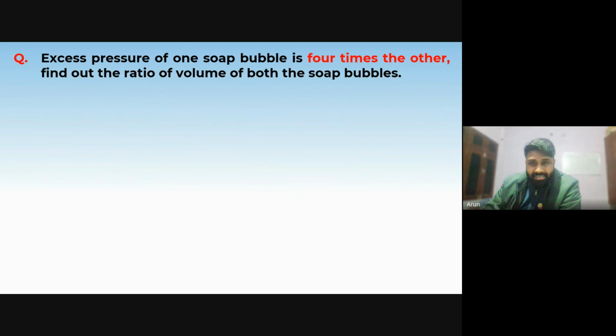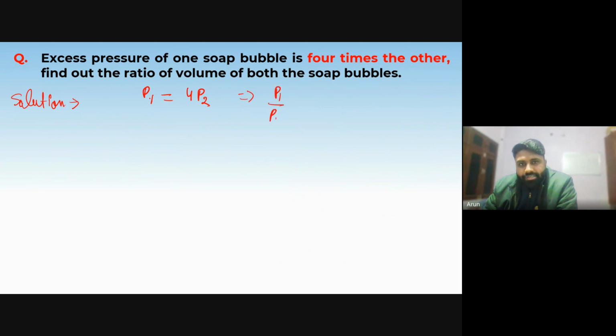Here, what is given, let me just write for you. The excess pressure of one soap bubble is 4 times of the other. Let's say P1 is 4 times of the other soap bubble P2. So we can say that P1 by P2 is 4 upon 1. Okay. Now use the expression I have just told you and try to get the answer.